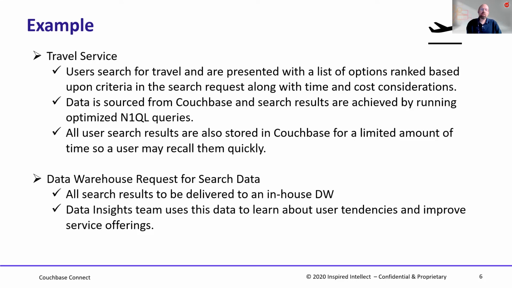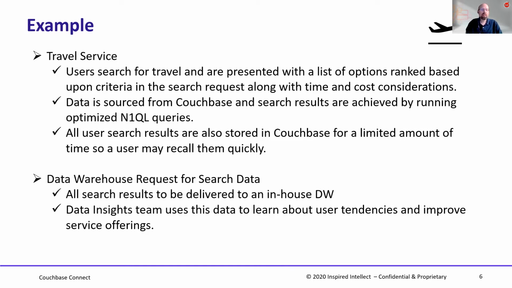Let's consider the following simple example. You have a travel service where users search for travel and are presented results as a list of options ranked based on the criteria that the user entered into their search, along with time and cost considerations. The data is sourced from Couchbase, and the search results are achieved by running optimized N1QL queries. All the user search results are also stored in Couchbase for a limited amount of time, so a user may recall them quickly. All that is working swimmingly, but now we have a request from another department in the organization.